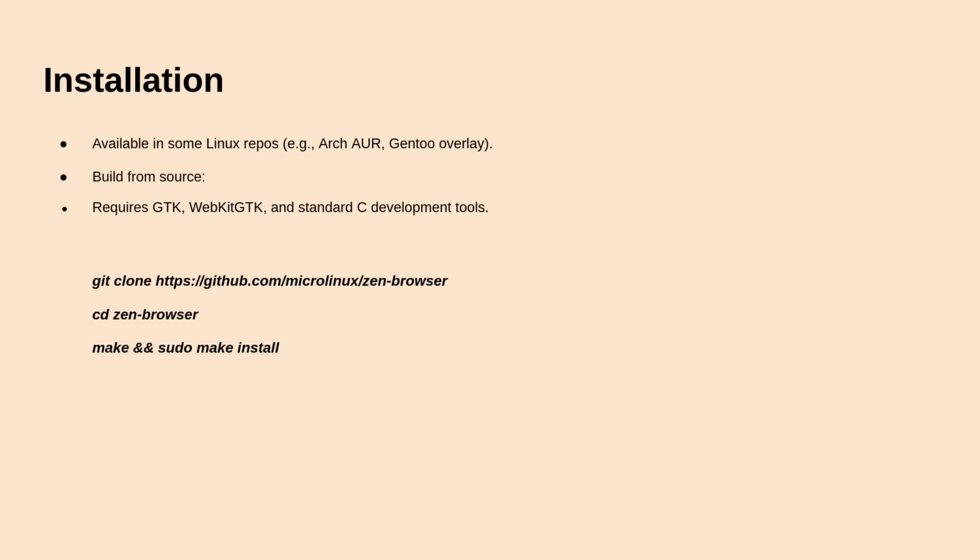If you're running Ubuntu, Fedora, or even Alma Linux, you can probably easily get it through the repos. You can also build it from source, and it requires the GTK and the WebKit GTK and standard C development tools. And then you can follow these directions here for getting the source code for the Zen browser. I won't go into that in particular, but you can go back and review the video and pick that up from that.